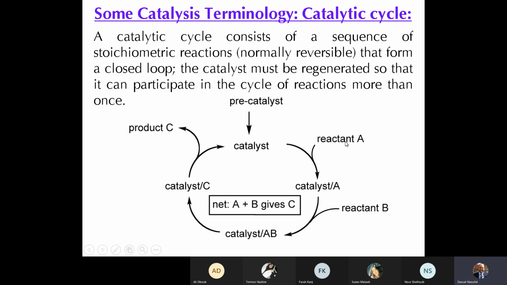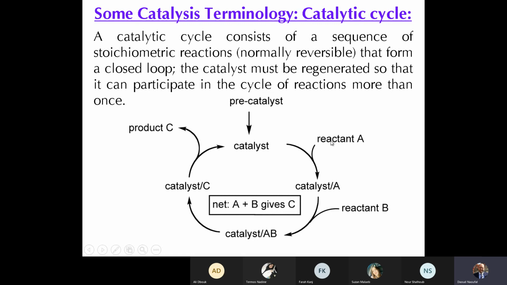Then we used the reactant A. The reaction is A plus B gives C. To note that in the catalytic cycle, you have to use a step. In a step, you have to use A. In another step, you have to use B.